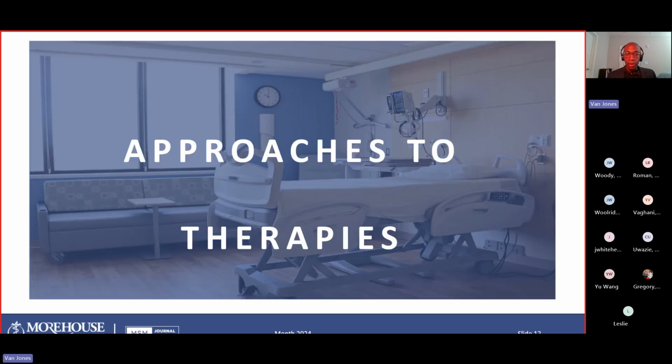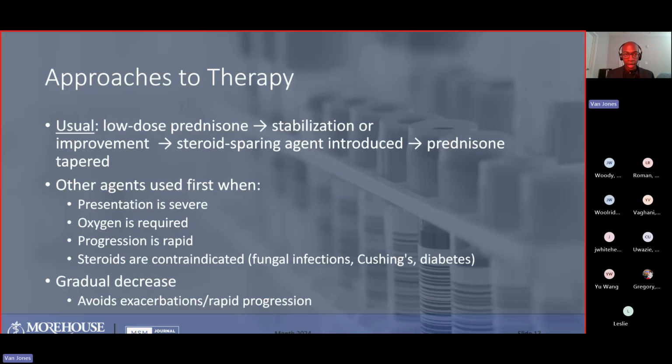Now that those have been talked about, we're going to discuss how the authors would approach having the treatments administered to patients with ILDs. The usual approach is starting with prednisone, unless there are contraindications. You wait till there's some kind of stabilization or improvement in symptoms. Then when you see that improvement, you would add a second agent, such as one of those other 5 that I mentioned. And when you do that, you gradually taper down the prednisone.